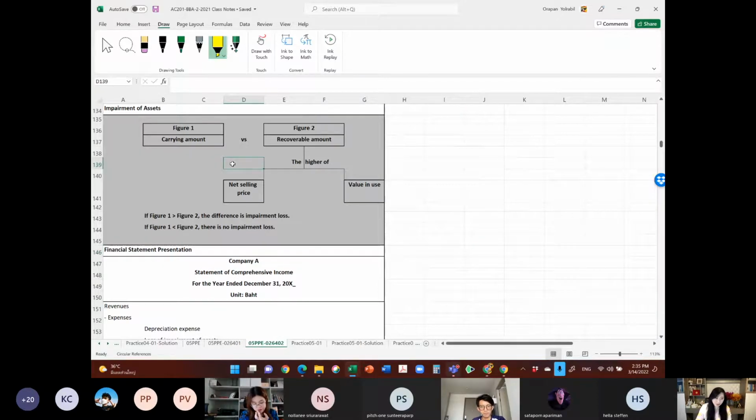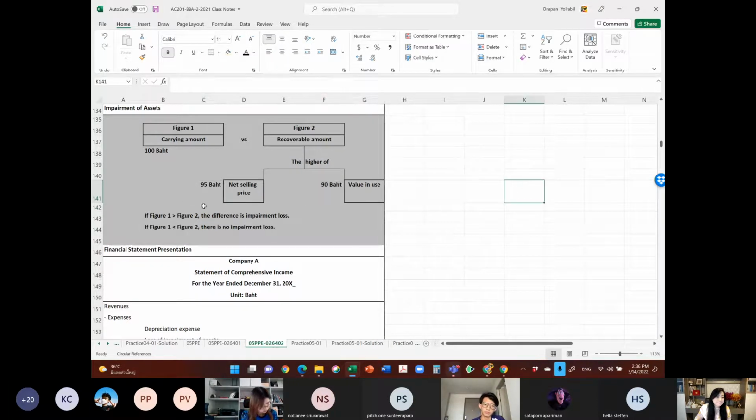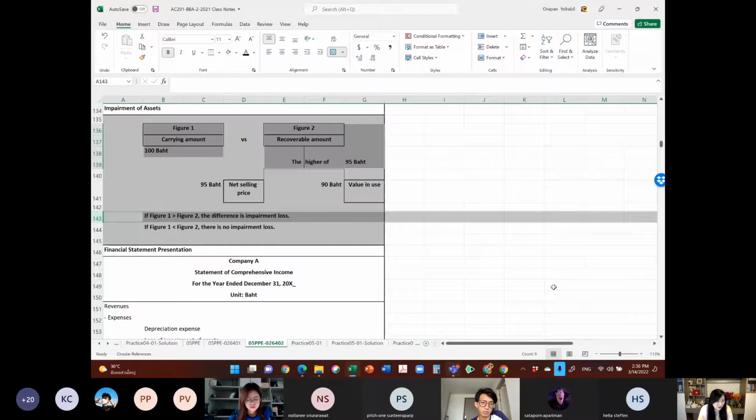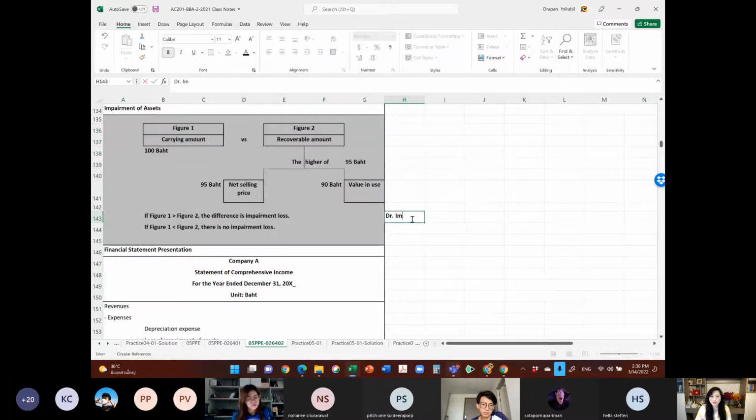Like for example, here I put in 100 baht. Then the net selling price, you think that if you sell off the asset, you're going to get like 95 baht now. And then for the value in use, you estimated future cash flows and then discount them back to the present time, and you're going to get, for example, 90 baht. So for this particular example, the 95 is actually greater, so it's going to be 95 baht here. If the carrying amount is greater than the recoverable amount, which is 95 baht, then in this case, you would have the impairment loss of 5 baht. So it's going to be recorded by debiting impairment loss 5 baht, and then credit to the allowance for impairment loss.